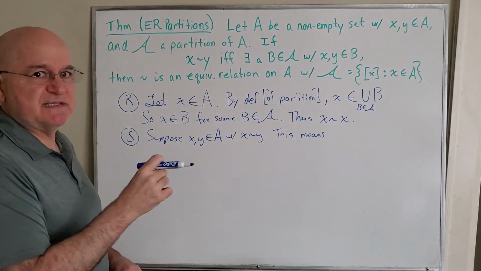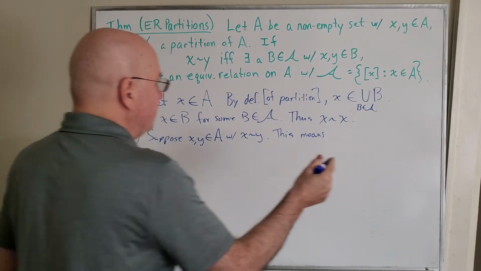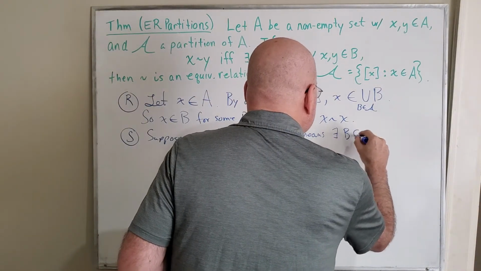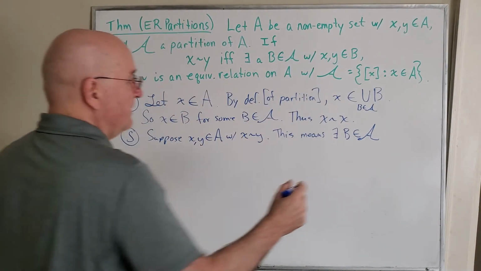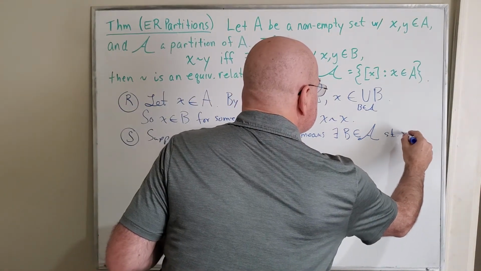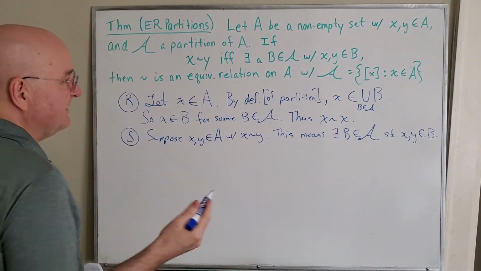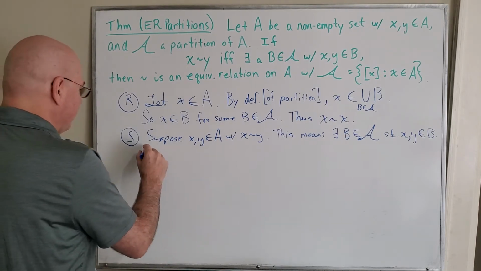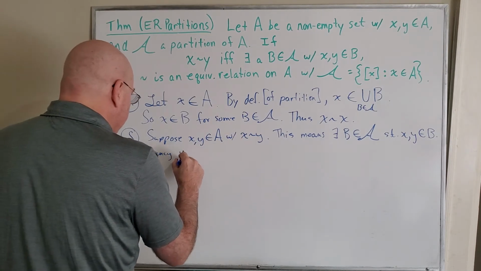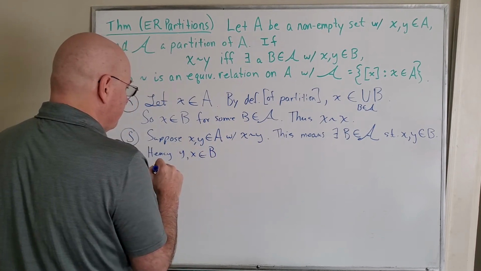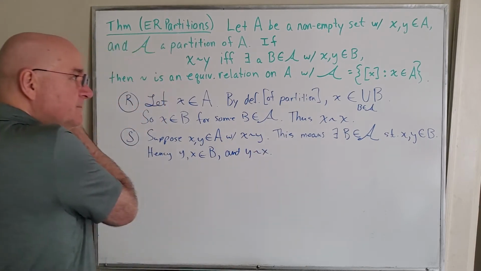This means that there is some set in script A that contains both of those elements. This means there exists a B in script A, that partition, such that X and Y are both in that set B. And this is really getting technical, but I'll say hence, if X, Y are in B, then I can order it the other way. Y, X is in B, and that means that Y relates to X.